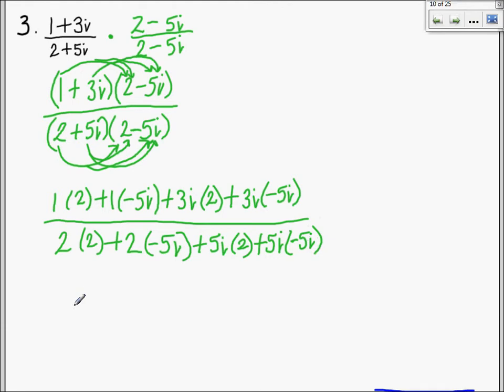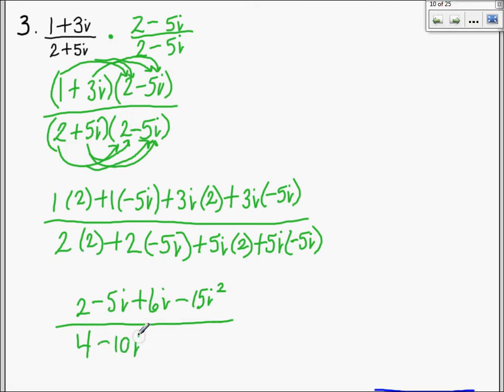Let's go through and simplify our multiplication. So 1 times 2 is 2. 1 times negative 5i is just negative 5i. Plus 3i times 2 is positive 6i. And then 3i times negative 5i gives you a negative 15i squared. All over, 2 times 2 is 4. Then 2 times negative 5i is a negative 10i. 5i times 2 is a positive 10i. Then 5i times negative 5i gives you a negative 25i squared.